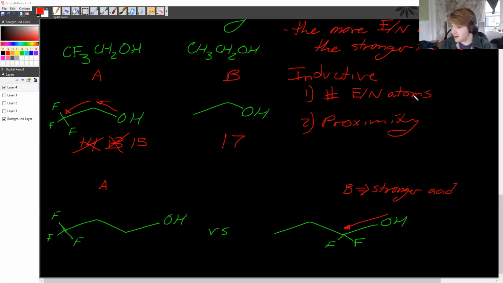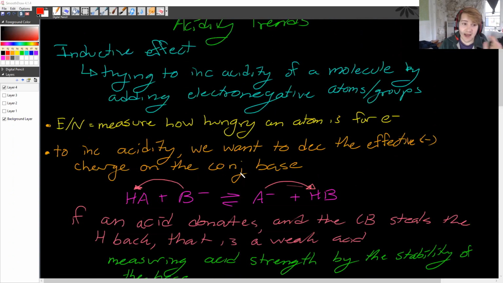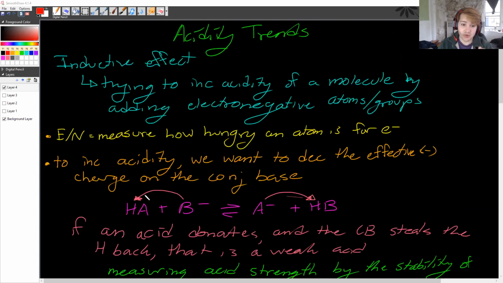If not, go check out the PowerPoint. Honestly, it's pretty straightforward. The inductive effect is probably the one that's most challenging. But what I will tell you is that whenever you're working on any of the acidity trends, this fact about decreasing the effective negative charge on the conjugate base is true for all the acidity trends. So if you're ever like, oh, I don't really get this, think about how the negative charge is being reduced to a nice baby negative charge. Does this make sense? Sweet.